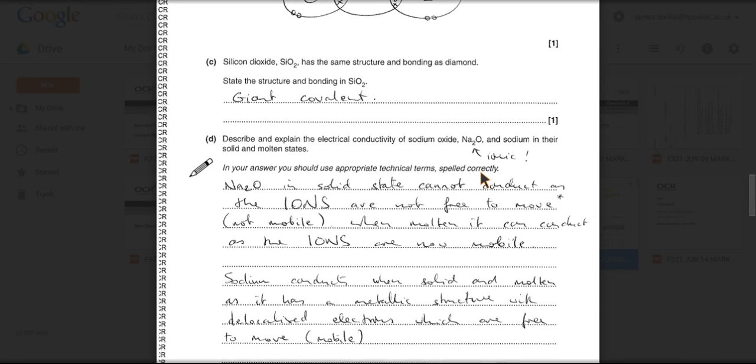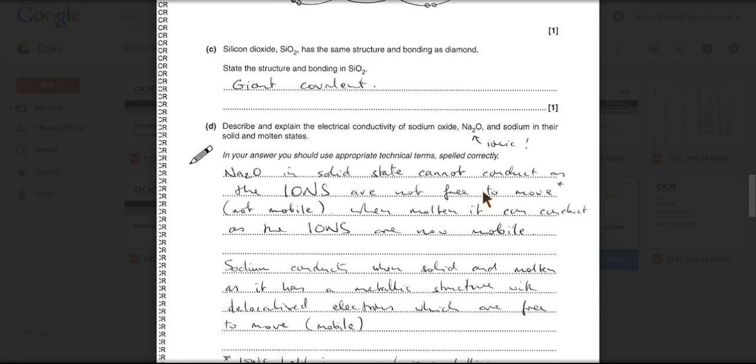So sodium oxide in the solid state, this is true for all ionic compounds. They can't conduct electricity because the ions aren't free to move. The number of times you see electrons in there and you can't give the mark. It's the ions that can't move, or you could say they're not mobile.